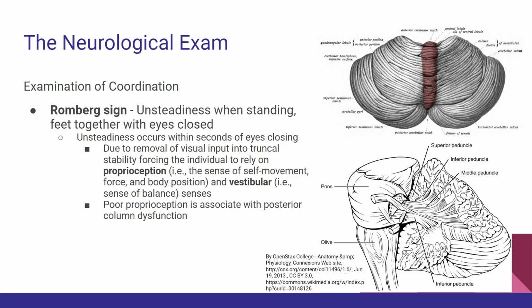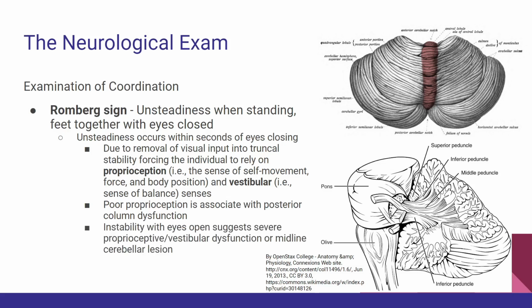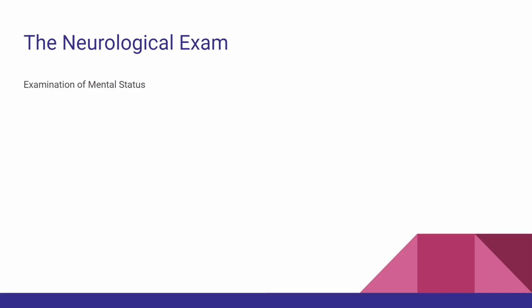Poor proprioception is associated with posterior column dysfunction. If they're showing instability with their eyes open, that suggests severe proprioceptive and vestibular dysfunction or some kind of midline cerebellar lesion. So if you look in the top right graphic, you'll see the highlighted part, that would be the midline of the cerebellum.